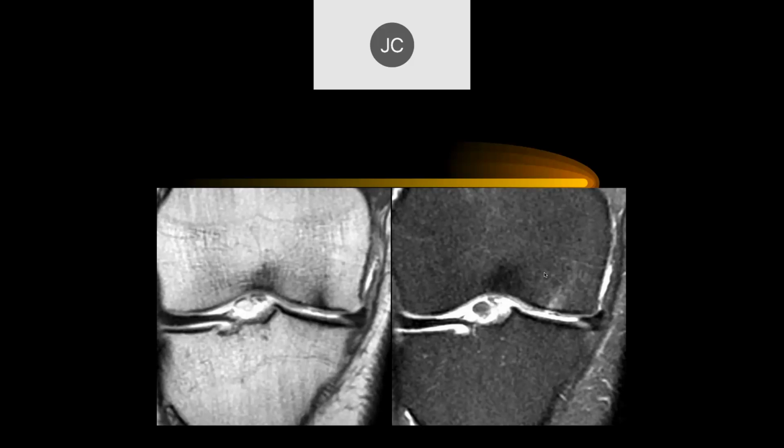This is a 35-year-old tennis player who has right knee pain. And that's actually a better history than we usually get. So when you go into sports medicine practice, give us better histories.